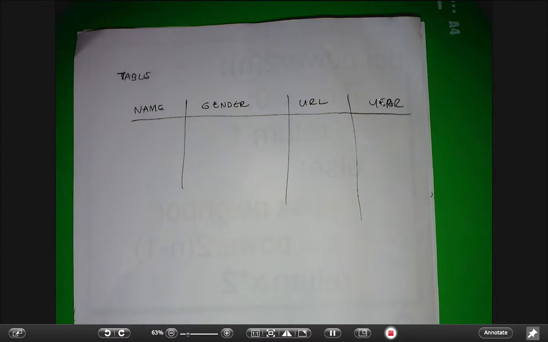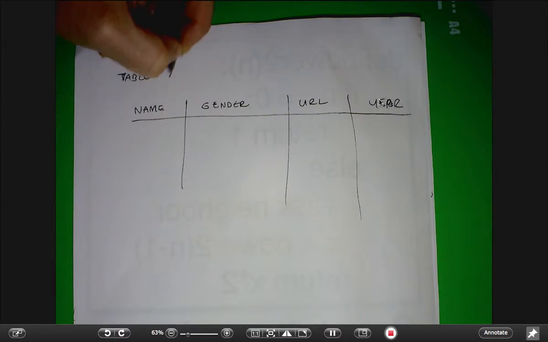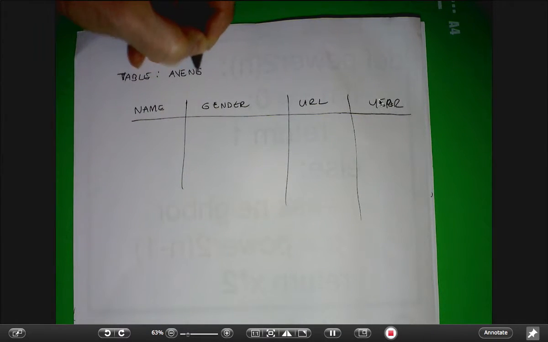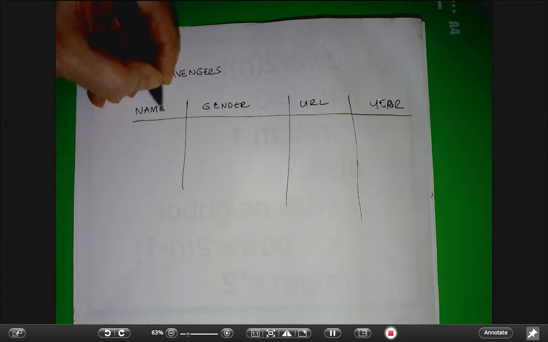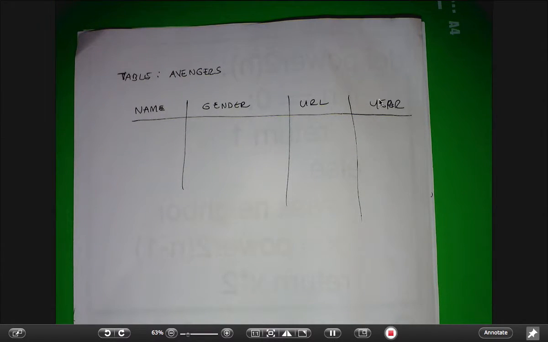So I have this simple table of the Avengers. If my table is storing information about the Avengers, I can have things like the attribute is the name of the hero and the gender of the hero, the year they were introduced, the URL that they point to. So what are the data types for name? String.